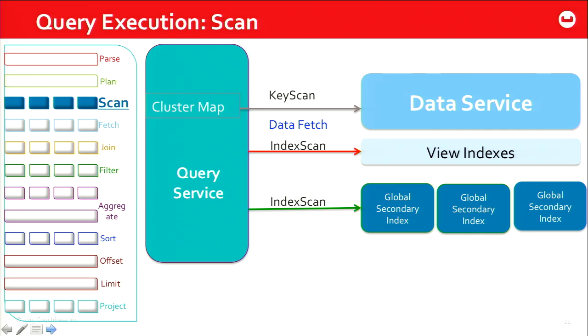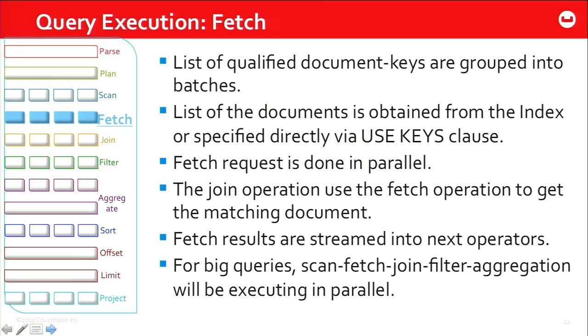I will revisit key scan later on, so I'll pass this for now. So when we get the document keys from the index, we batch them together and request the documents to be sent to us in batches. So we optimize the size of the batch depending on the size of the result set. And yeah, when you have use keys, we request for the particular documents directly from the data service. So we'll, again, revisit that in a few minutes.